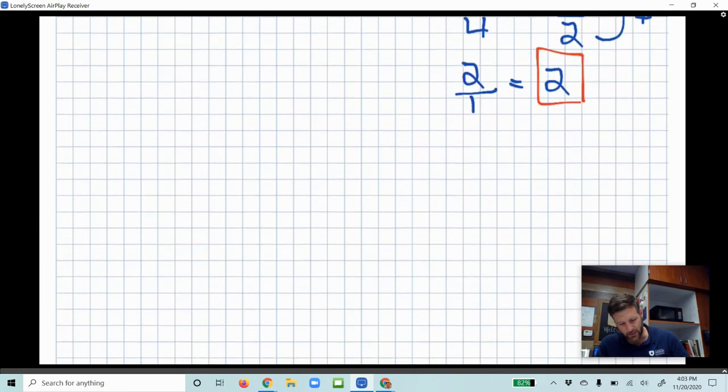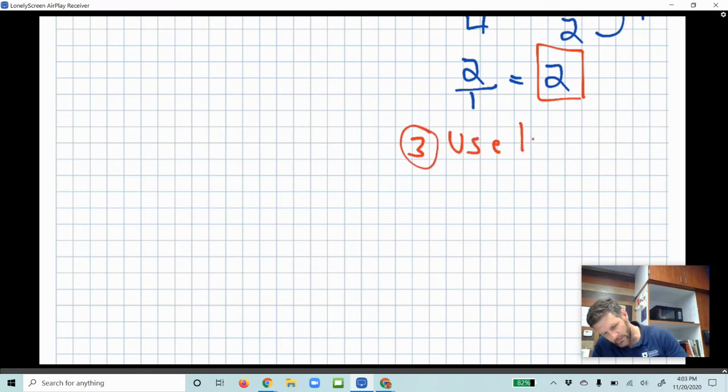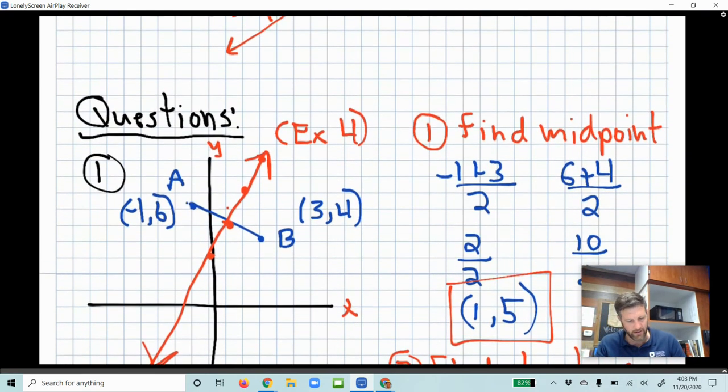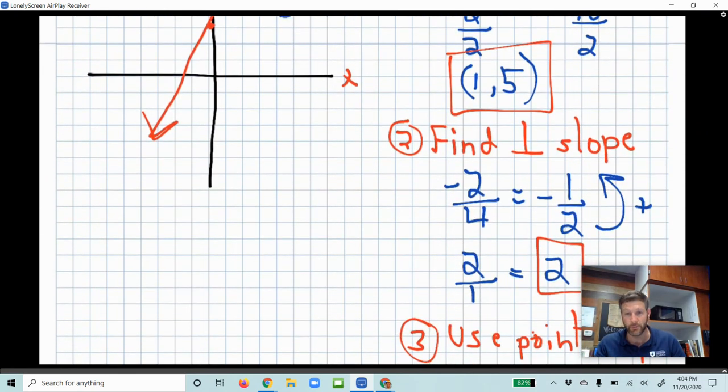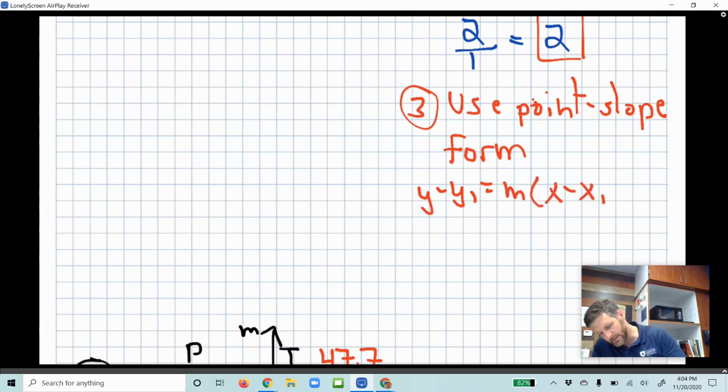Well, we need to actually write an equation. So I'm going to continue with that right here. But we need to use slope. We need to use point slope form. There are some shortcuts, but I'm just giving you the basic way to do this. Point slope form. So now I have a point on this line, 1, 5. I have the slope of this line, 2. And so now I'm going to use point slope form, which if you remember, and I'm sure you do, is y minus y1 equals m times x minus x1.